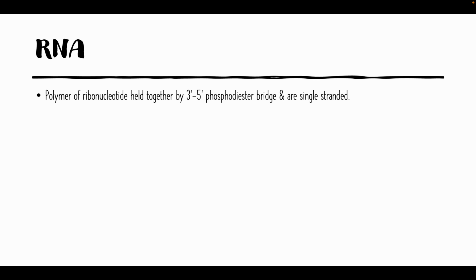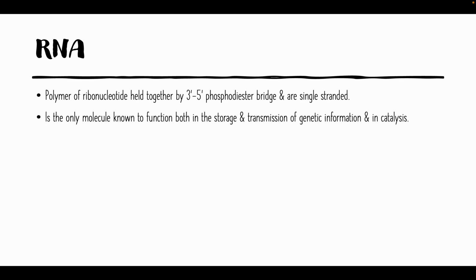So what is RNA? It's a polymer of ribonucleotides held by 3',5' phosphodiester bridges, and it is single stranded. It's already in my previous video, so if you want to know more, watch the previous video. RNA is involved in both storage and function: it can store information in the form of mRNA, and it can also help in catalysis by providing ribosomal RNAs and transfer RNAs for protein synthesis, the translation process, and it is also involved in the transmission of genetic information.